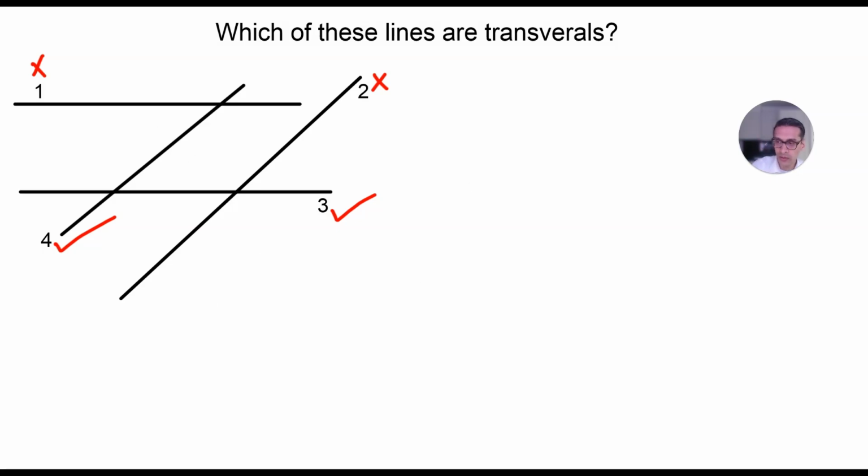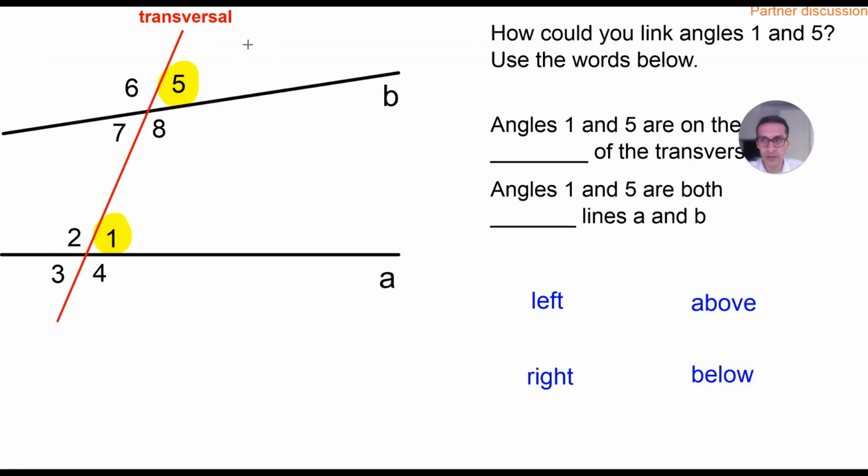So we're going to need to watch out for transversals within certain questions. Let's look at a practical example. So the transversal here is highlighted in red, and we're going to look at specific properties here. So it says, how could you link angles 1 and 5? Fill in the blanks with one of these 4 options. Have a read, pause the video, and I'm going to show you the answer in a second.